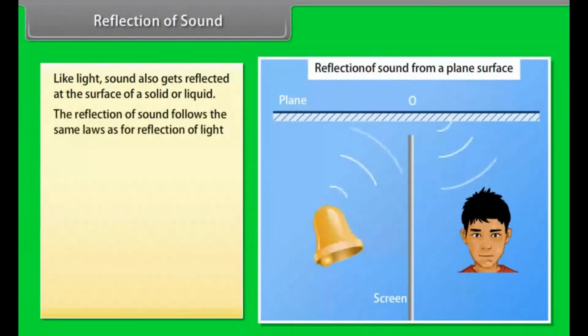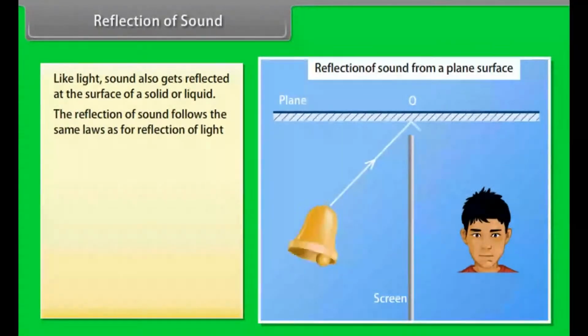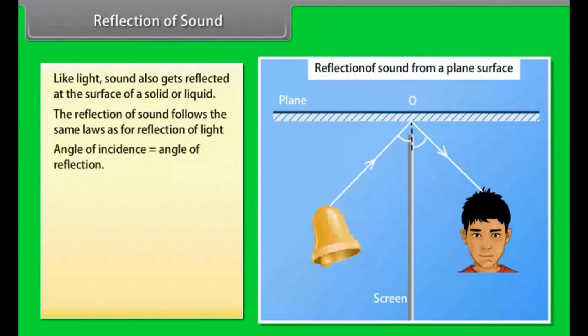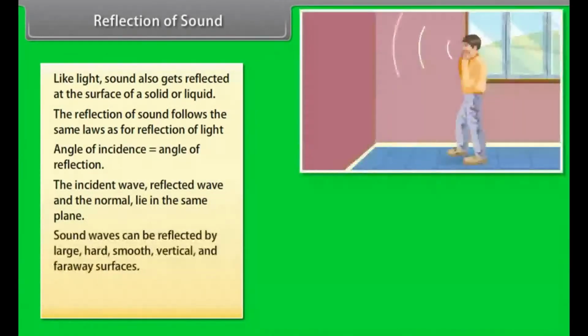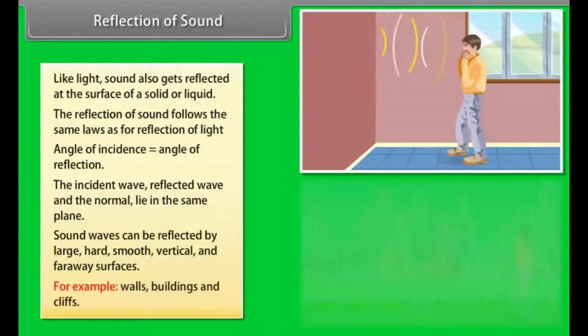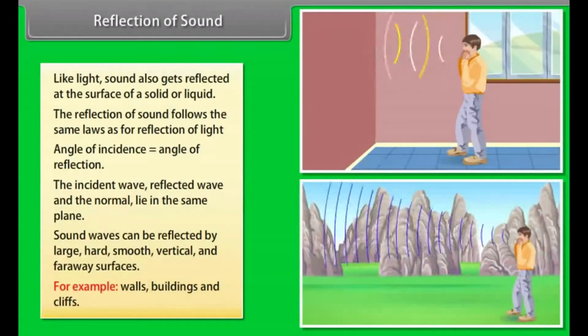Reflection of sound. Like light, sound also gets reflected at the surface of a solid or liquid. The reflection of sound follows the same laws as for reflection of light. Angle of incidence is equal to the angle of reflection. The incident wave, reflected wave, and the normal lie in the same plane. Sound waves can be reflected by large, hard, smooth, vertical, and faraway surfaces. Example: walls, buildings, and cliffs.